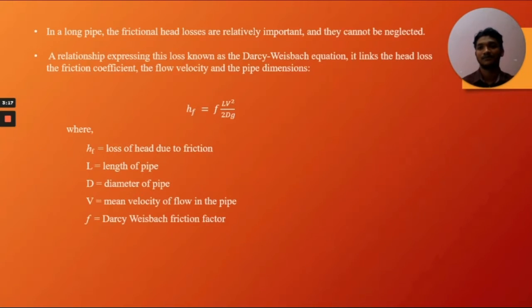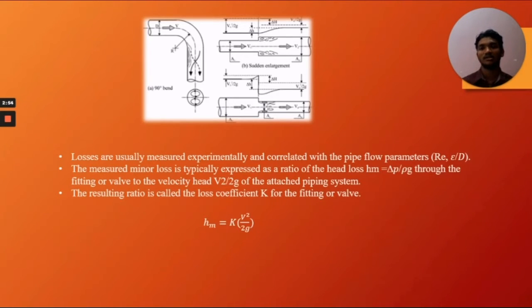It's actually similar. In a long pipe, the friction head losses are relatively important and cannot be neglected. This is calculated using the Darcy-Weisbach equation, where HF is the loss of head due to friction, L is the length of pipe, D is the diameter of pipe, V is the mean velocity of flow in the pipe, and F is the Darcy-Weisbach friction factor. Then these are the losses.